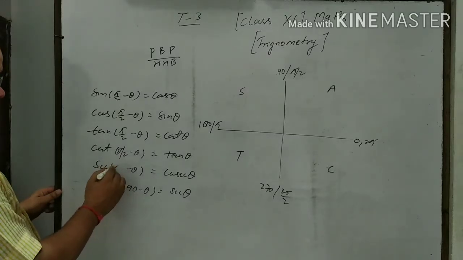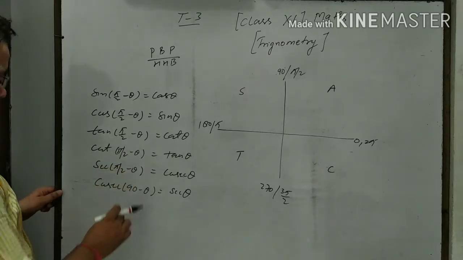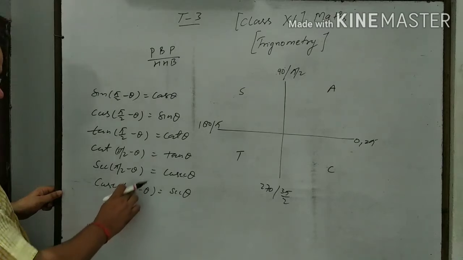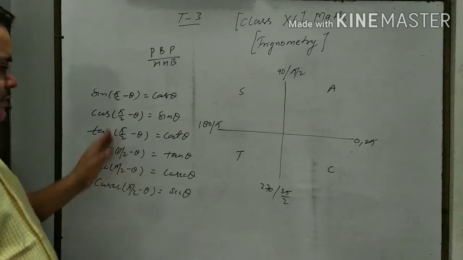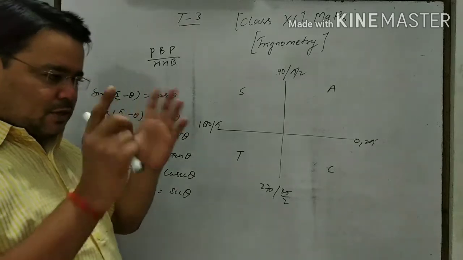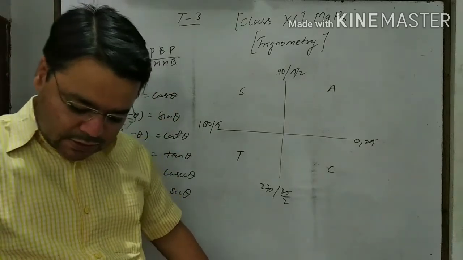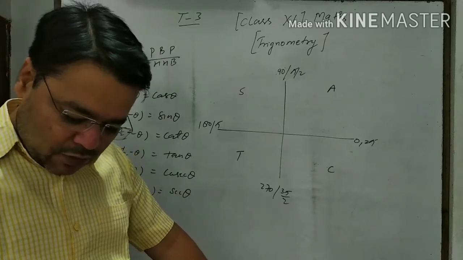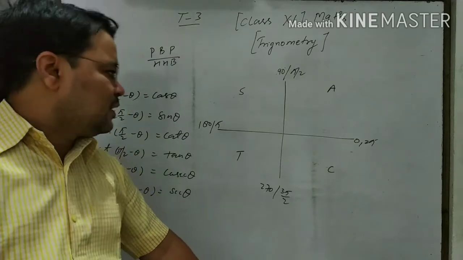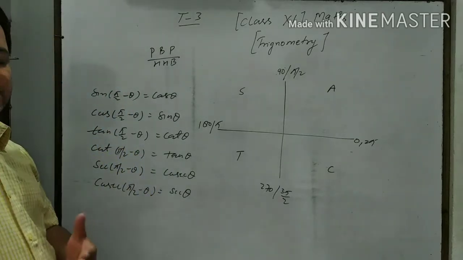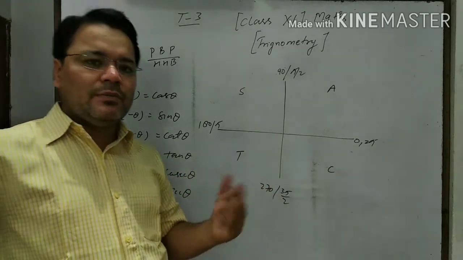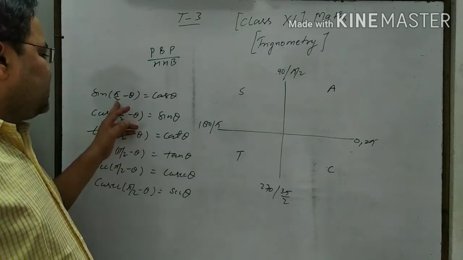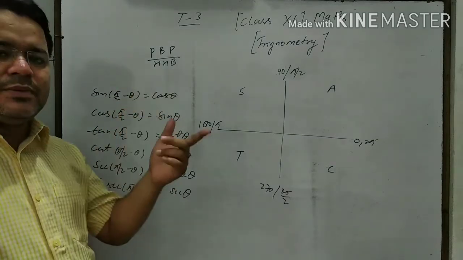I want to relate this from 9th class to this class. In 9th class we read this, but the title of the topic was different: trigonometrical ratios of complementary angles. Complementary angles, you know, are two angles whose addition is 90 degrees. So here 90 minus theta and theta will be complementary angles.